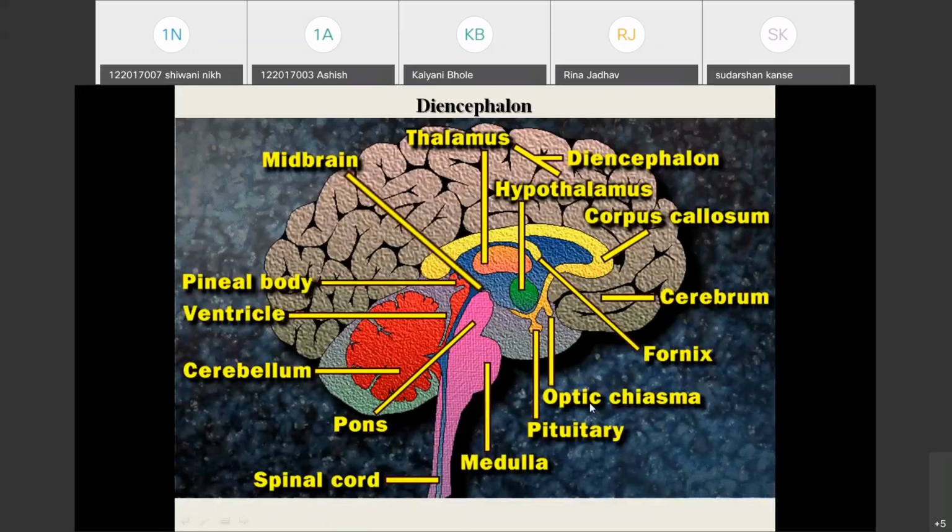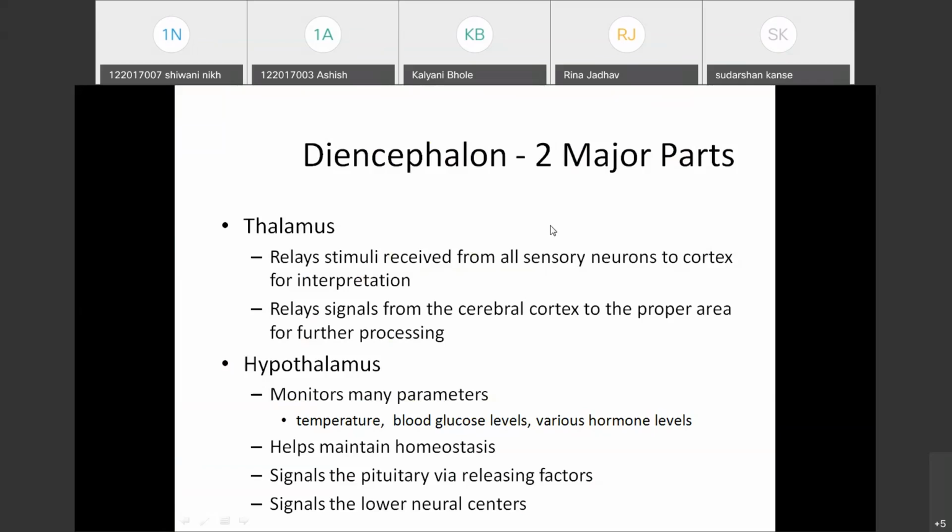Ma'am, this thalamus and hypothalamus, are they chemicals present in our brain which give the signal? No, they are not chemicals. All these are made up of tissue. These are the centers. It's a part of the brain, you can say.